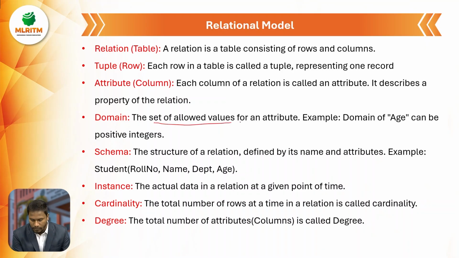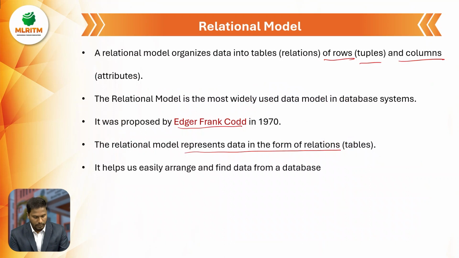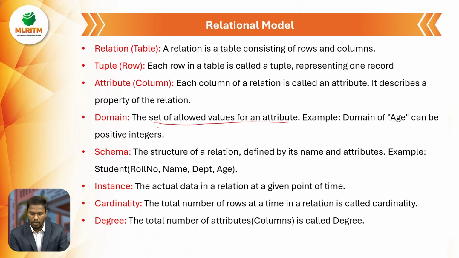Set of attributes means, see, the set of allowed values is called domain. Okay, domain. Let's take one example, age. Age can have positive integers. The domain should also be positive integers.